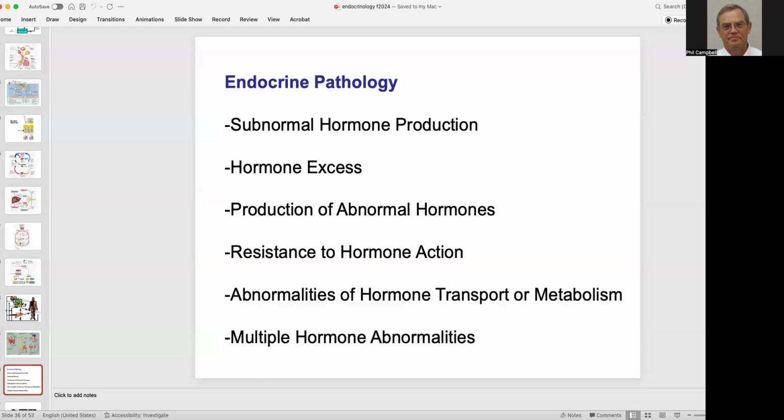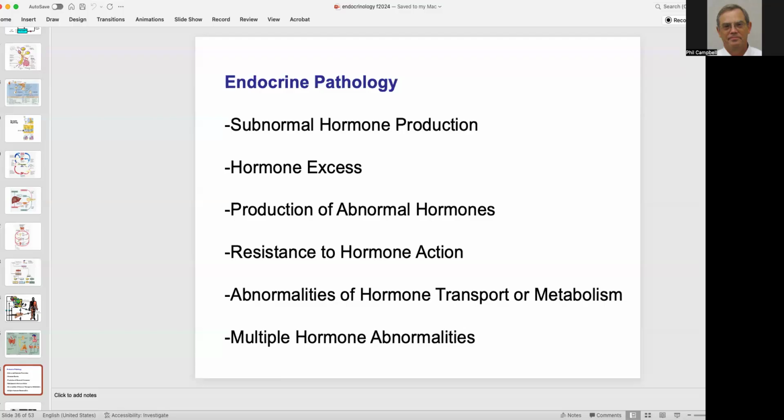So far we've talked about everything working. Everything's working. We have homeostasis. What happens when we don't? We call that an endocrine pathology, and that can be the result of a number of things. Number one, it can be a result of subnormal hormone production. That means there's not enough hormone. The concentration is not high enough.